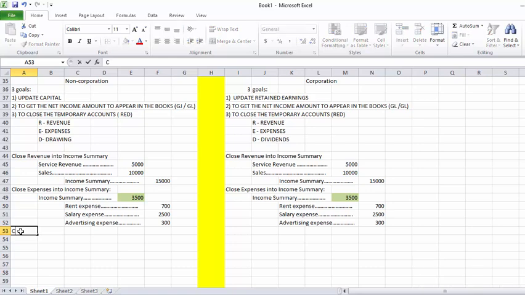Under a non-corporation, we're going to close our income summary into capital. So income summary, we need to know what our balance is. If we had $15,000 on the credit side and $3,500 on the debit side, that means we have $11,500 as our balance in income summary. And that's a credit balance, right? Because our credit is bigger than our debit. So to close it, I've got to debit it.